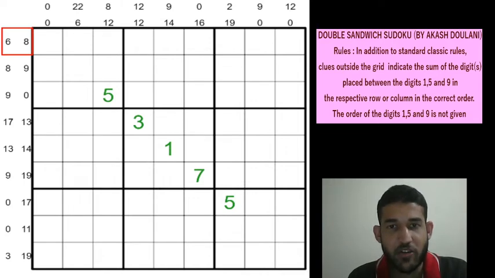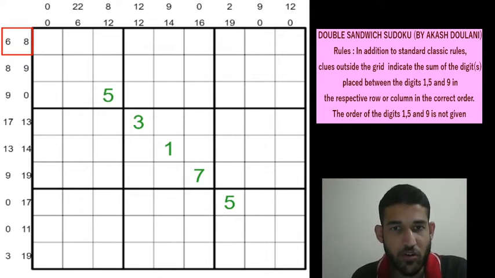Kishore here, and today we are going to solve a double sandwich Sudoku authored by Akash Dulani. This Sudoku was created by him as practice for the upcoming Sudoku Grand Prix round authored by German and Dutch authors. This Sudoku is one of the higher pointers in the round, and being a new variant as well, it makes sense to focus a little bit on this Sudoku.